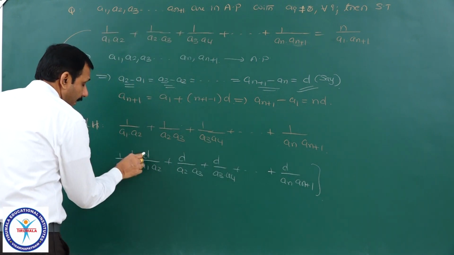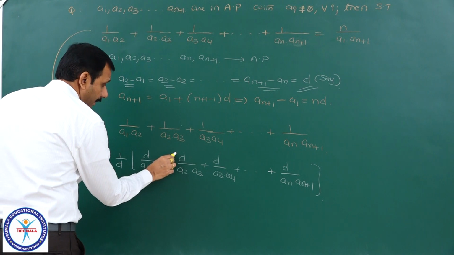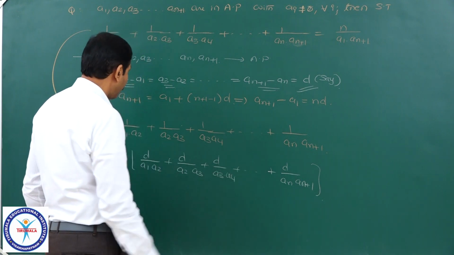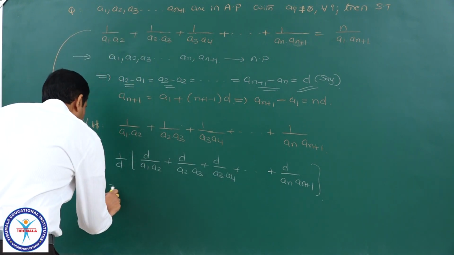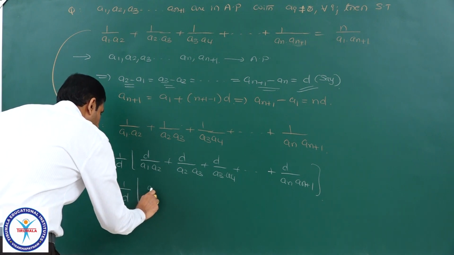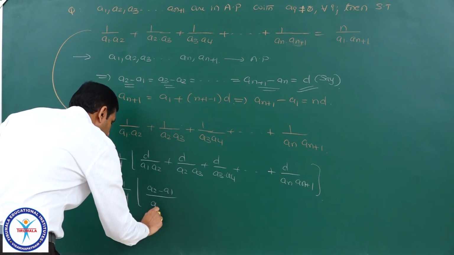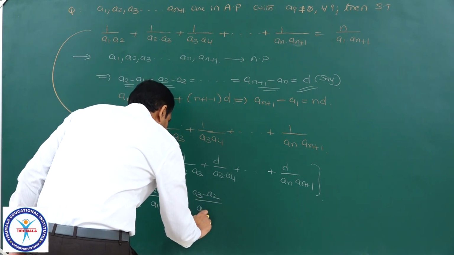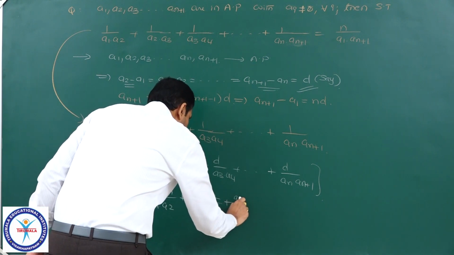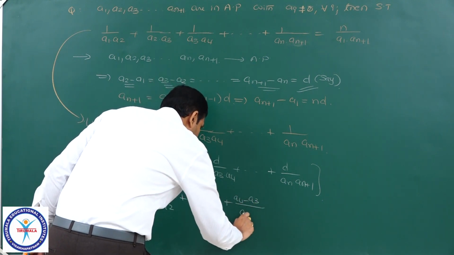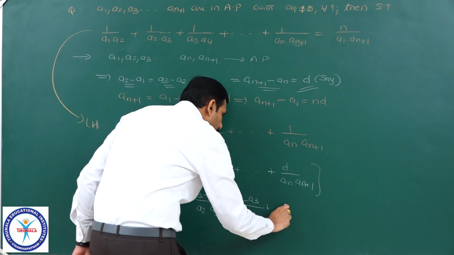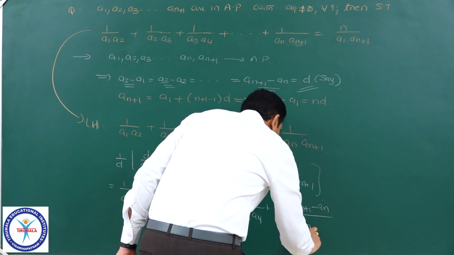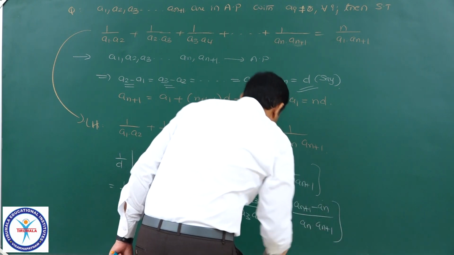Therefore, for this I will write it as a2 minus a1. For this I will write it as a3 minus a2, a4 minus a3 and so on, a(n plus 1) minus an, for simplification purposes. It is equal to 1 by d into (a2 minus a1) by a1a2 plus (a3 minus a2) by a2a3 plus (a4 minus a3) by a3a4 plus and so on, plus (a(n plus 1) minus an) by an a(n plus 1).